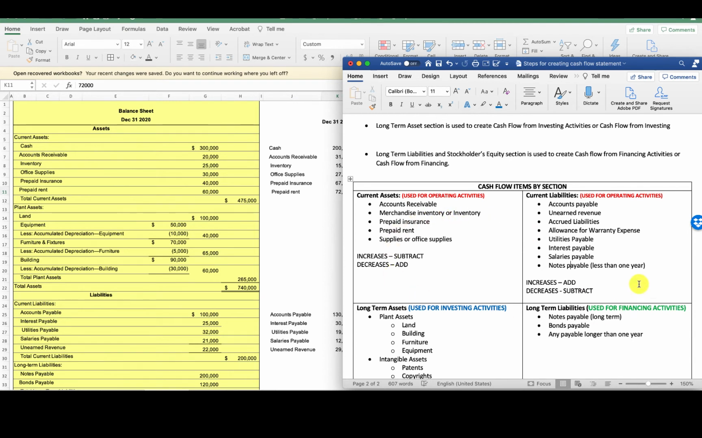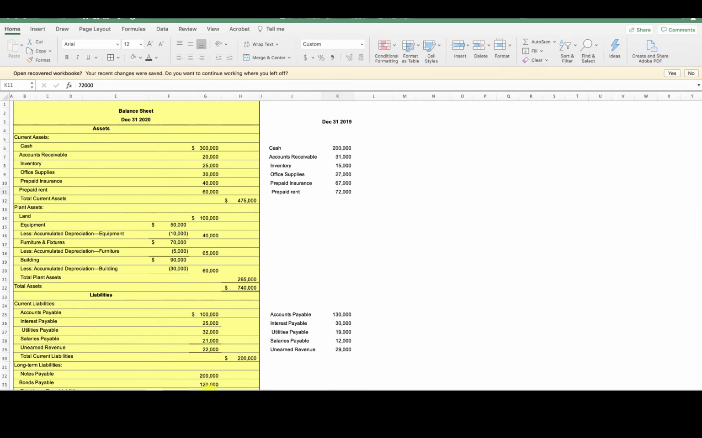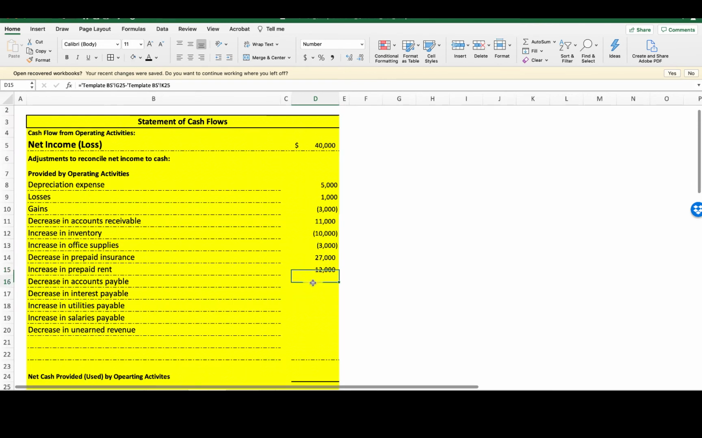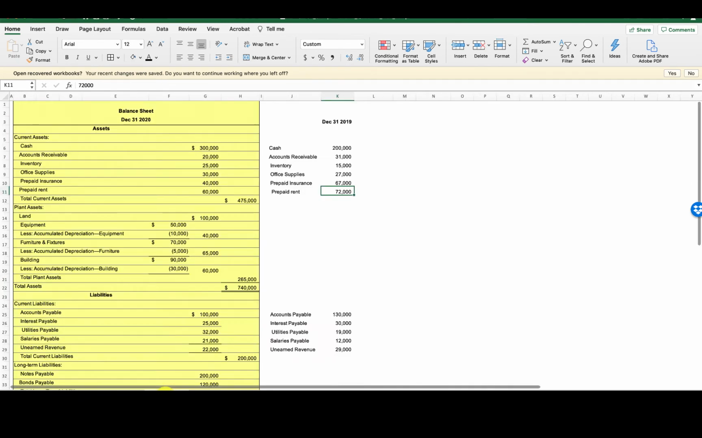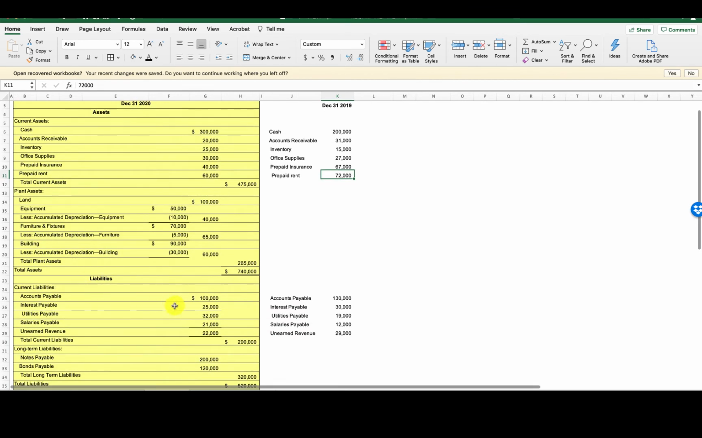So this is the thing you have to remember for cash flow from operations. You have to remember the rule for current assets and the rule for current liabilities. And if you remember that, you will be okay. So let's do what we did for current assets for current liabilities now. So here's accounts payable. Okay, so I'm going to go to accounts payable. And here we have, these are the current liabilities. So we're going to do all of the current liabilities.